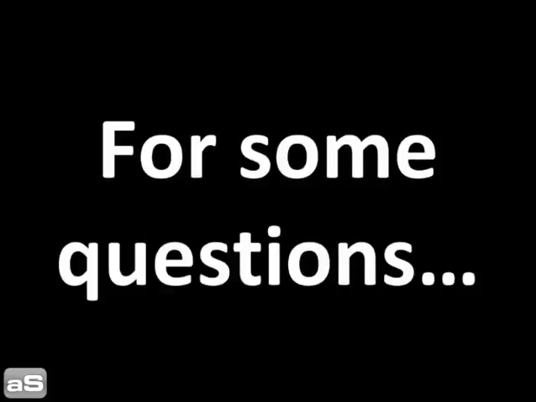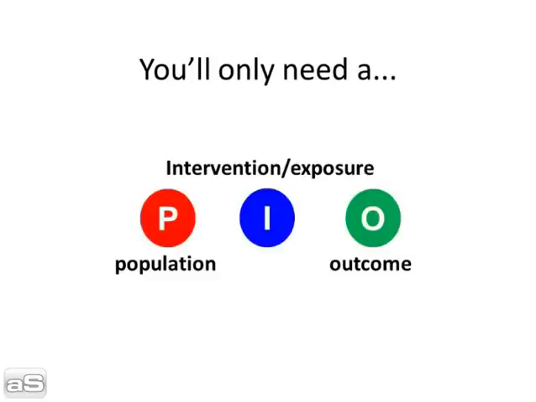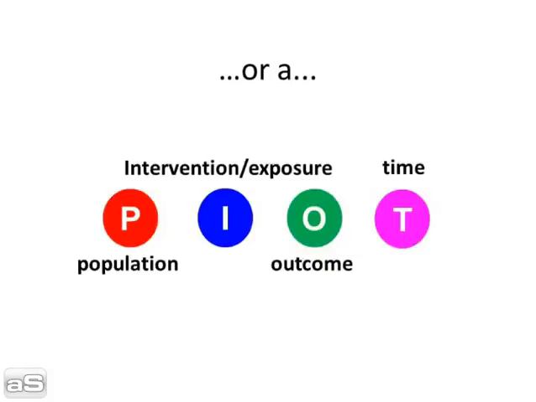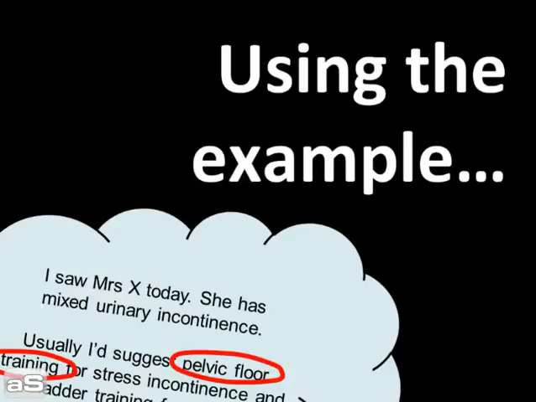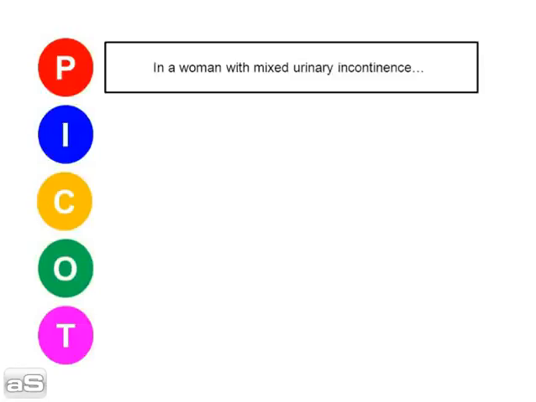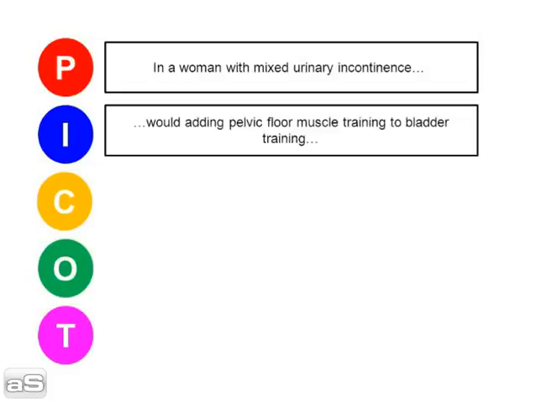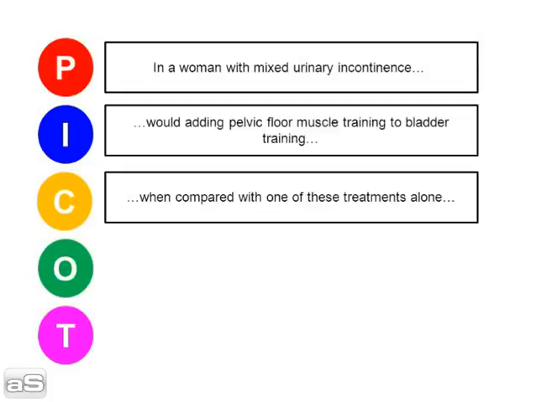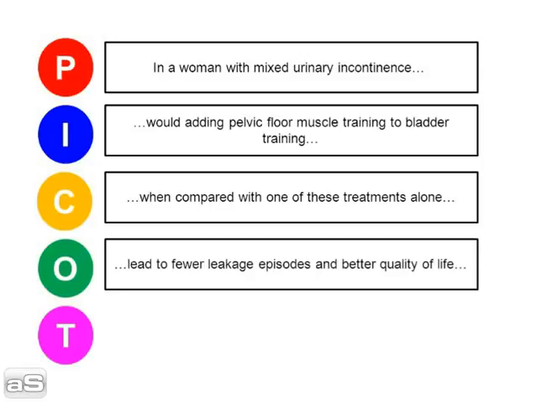For some questions, you'll only need a population, intervention or exposure and an outcome. Or sometimes a population, intervention, outcome and a time. Using the example, the PICOT would look something like this.